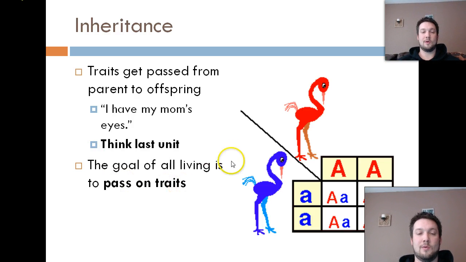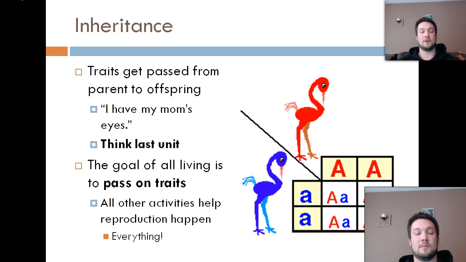Very important thing you may want to write on the edge of your notes somewhere, I don't think we have it on there specifically, is this idea that all living things have the same goal, and that is to pass on their traits, which basically means to reproduce. So they want to continue on the species, and in order to do that, you have to reproduce.